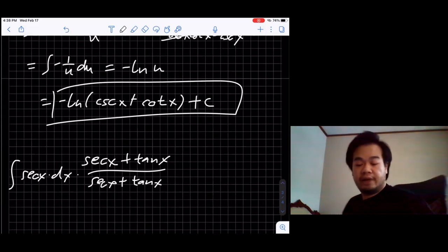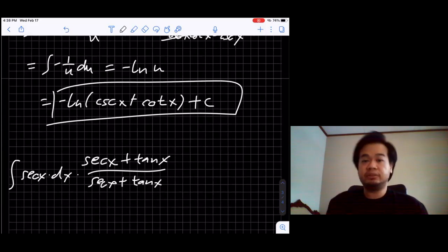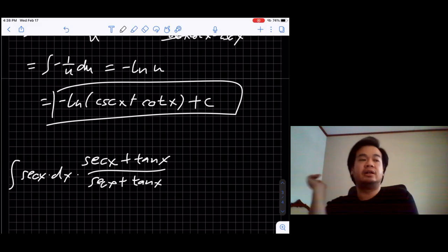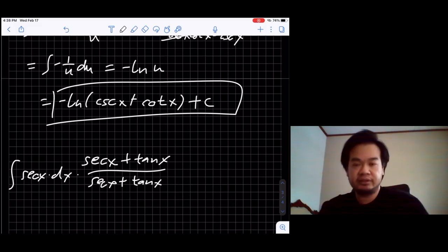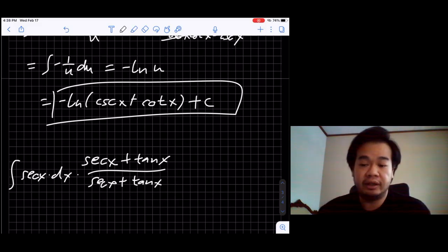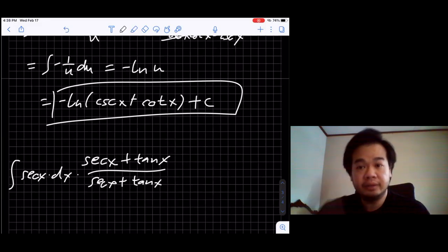So now that you have learned the algebraic substitution method, basically this method works as the opposite, the inverse, the reverse of the chain rule when you do derivatives. So if it is a chain rule for derivatives, then for the integral it is the algebraic substitution method. Okay. I hope you understand, and that's all for today. Thank you.